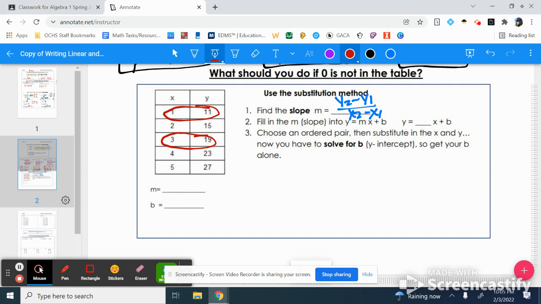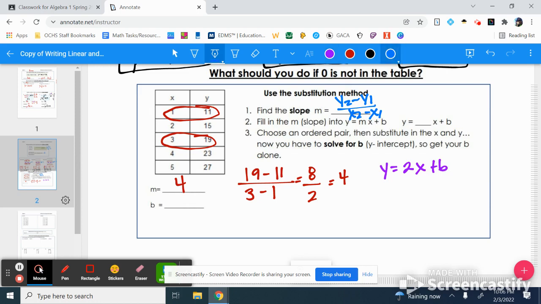So x1, y1, x2, y2, which means I'll have 19 minus 11 divided by 3 minus 1. Well, 19 minus 11 will give me 8. 3 minus 1 equals 2. 8 divided by 2 gives me a slope of 4. So if I'm following the steps that we were given right up here, we've done number 1. Number 2 says fill in slope into this formula. So I have y equals 4x plus b.